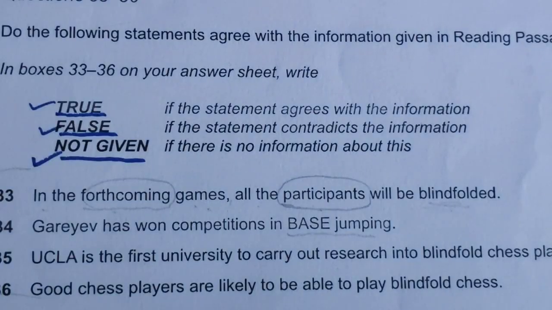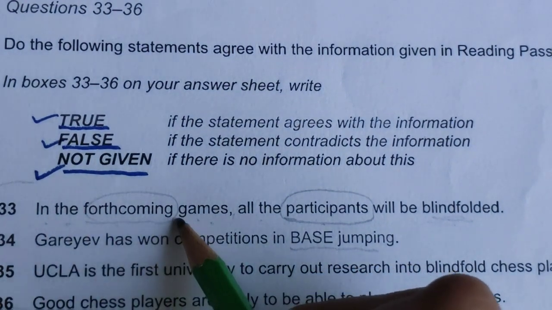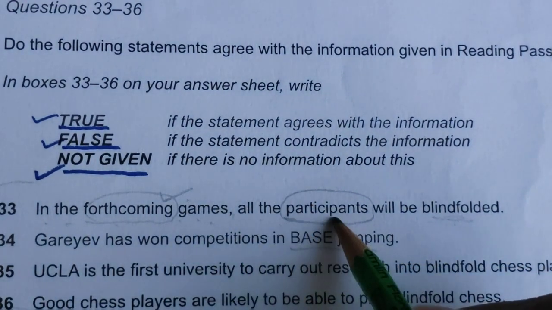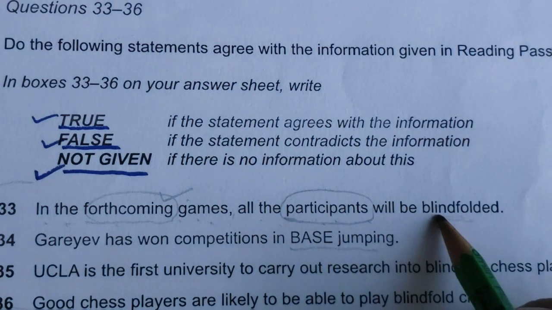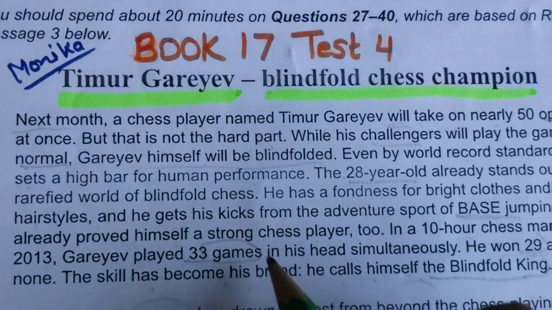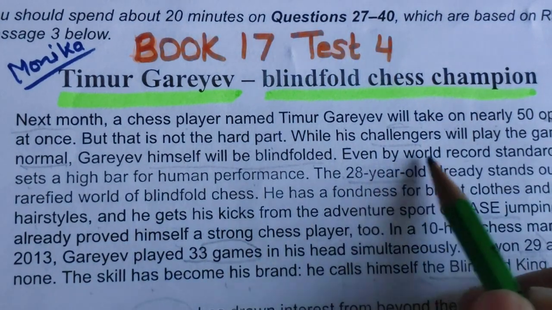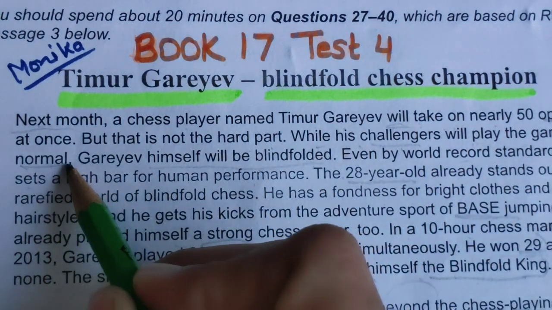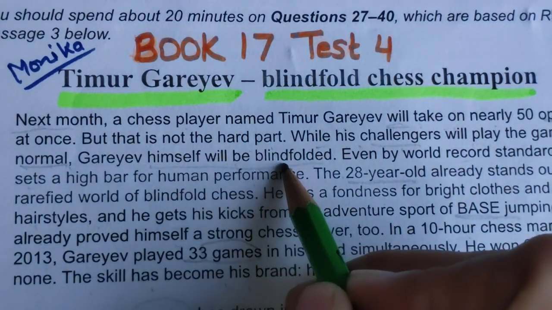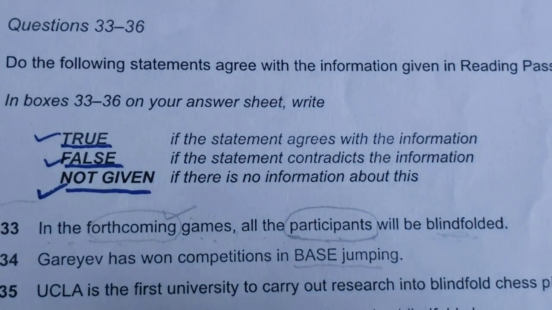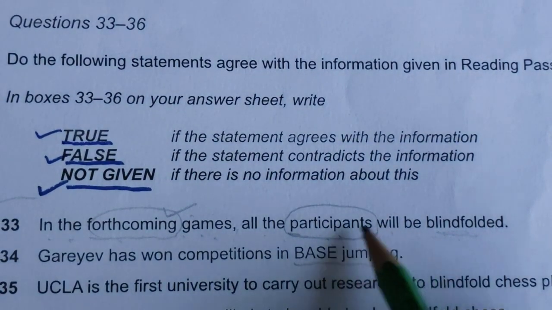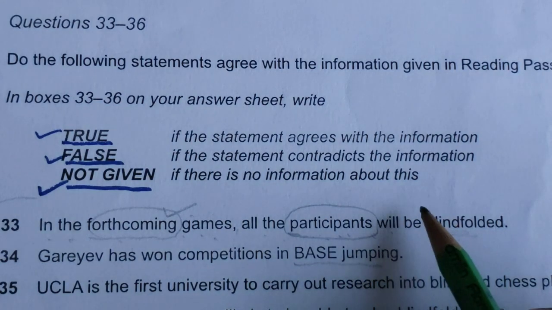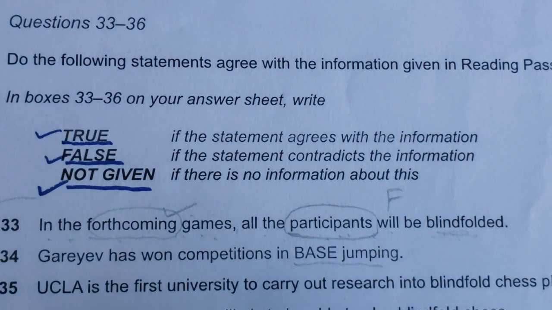So here in the forthcoming games we have found that all the participants will be blindfolded. But here what they are saying in the passage is that while his challengers will play the games as normal, only he himself will be blindfolded. It means the information is contradicting. All the participants will not be blindfolded, only one person. So it means it is false.